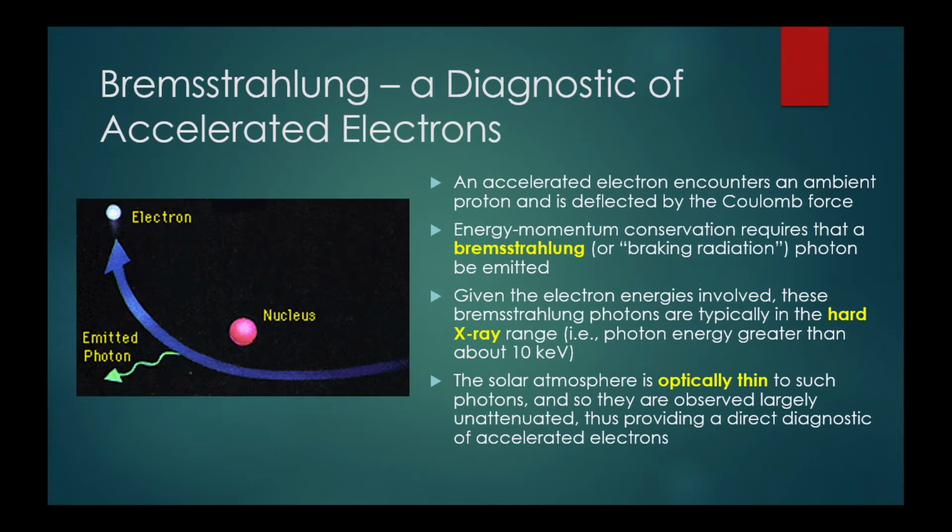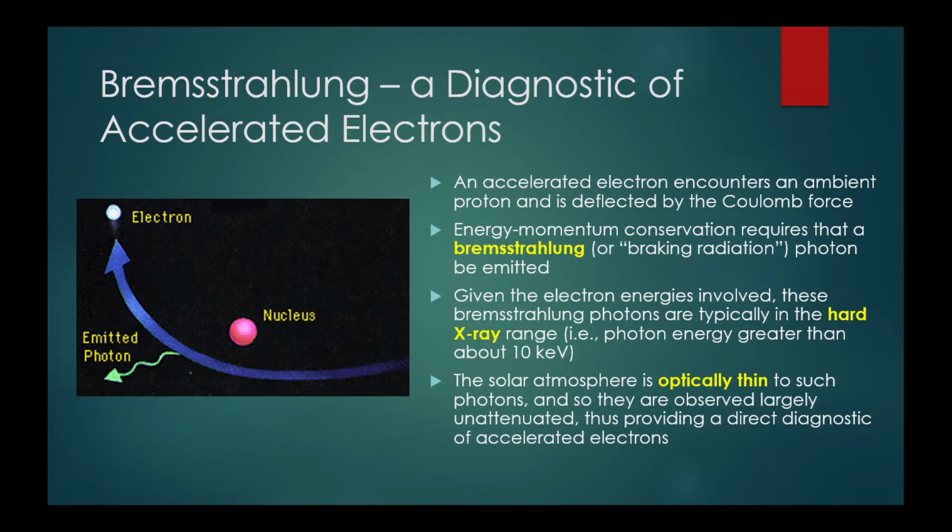When an electron whizzes by an ion, whether it be a proton or a heavier ion in the solar atmosphere, it's simply Coulomb's law. It gets deflected into a kind of hyperbolic orbit. And if you do the math, to conserve energy and momentum, you have to emit a photon that goes off in this direction. It's called Bremsstrahlung, a German word for braking radiation. And these are the photons that we see.